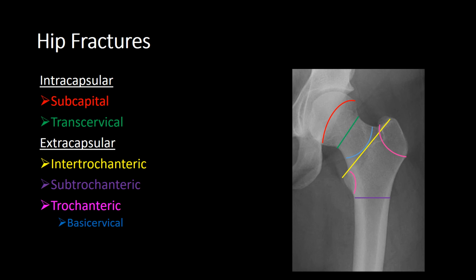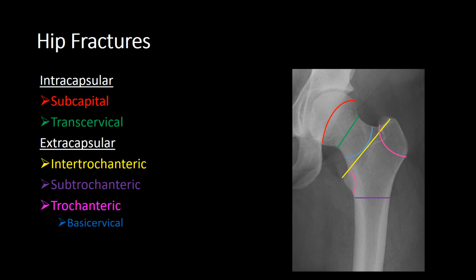Now, orthopods use what's referred to as the Garden classification, which means that if you have a Garden classification 1 or 2, it means that the patient can be fixed with cannulated screws. But if they have a Garden classification of 3 or 4, then basically they're going to have to get rid of the femoral head and then replace it with a hemiarthroplasty or a total hip replacement.